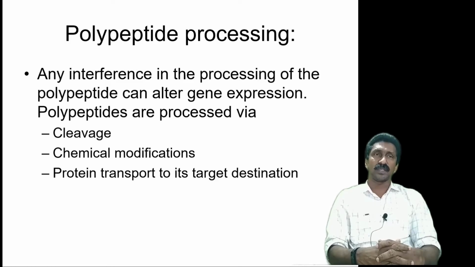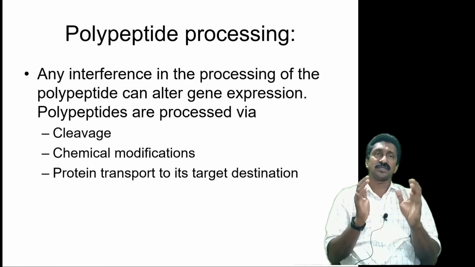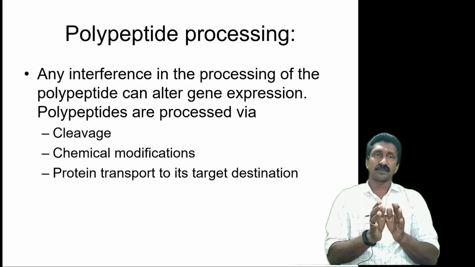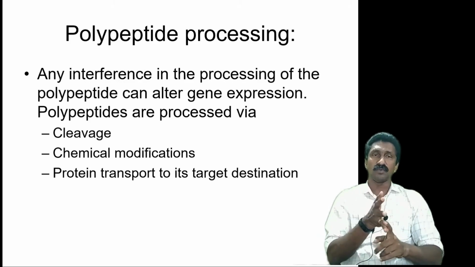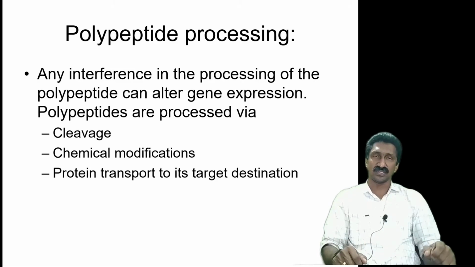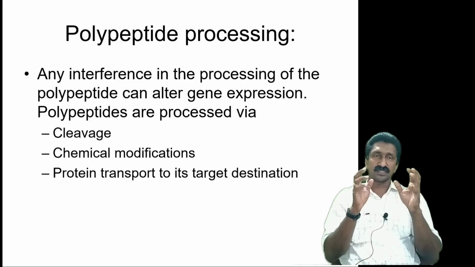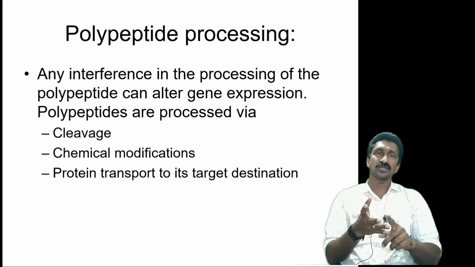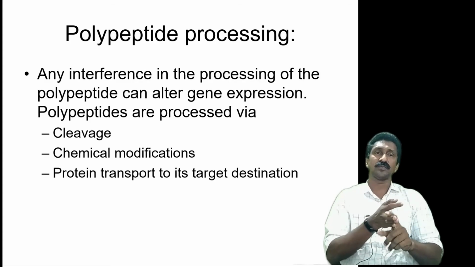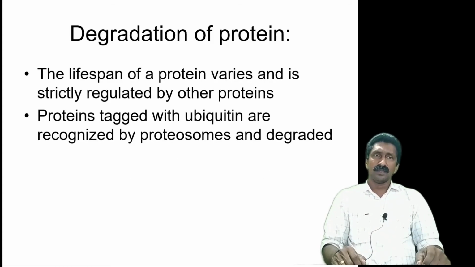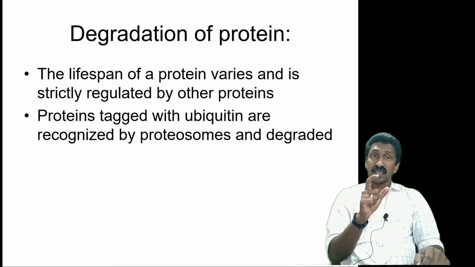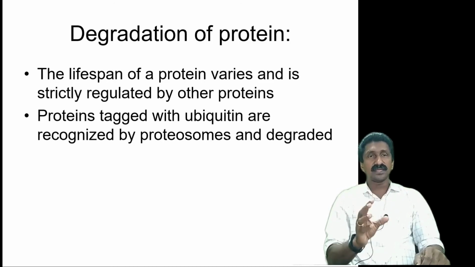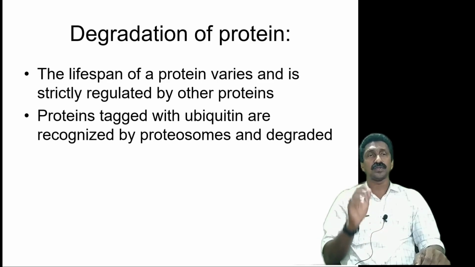Then another one is polypeptide processing. Any interference in the processing of a polypeptide can alter gene expression. Polypeptides are processed through cleavage, chemical modifications, and protein transport to the target destination. So regulation at the stage of polypeptide processing can be of different categories: by cleavage, by chemical modifications, and even at the stage of protein transport to its target destination. Degradation of proteins: the lifespan of a protein varies and is strictly regulated by other proteins. Proteins tagged with ubiquitin are recognized by proteasomes and they are degraded.